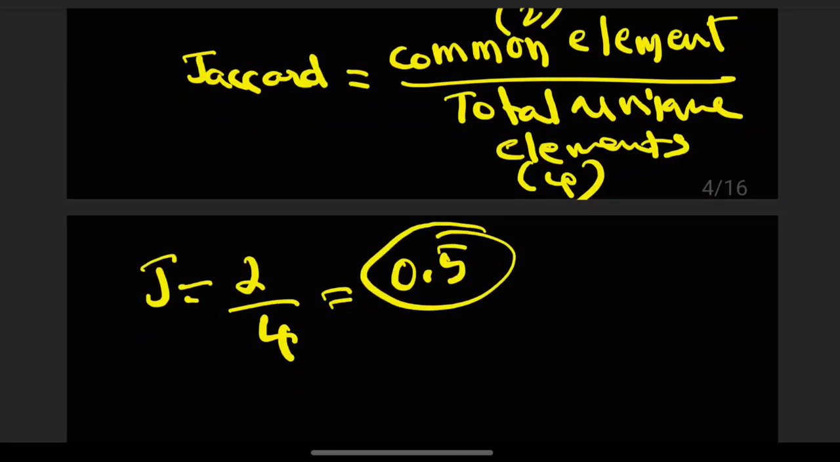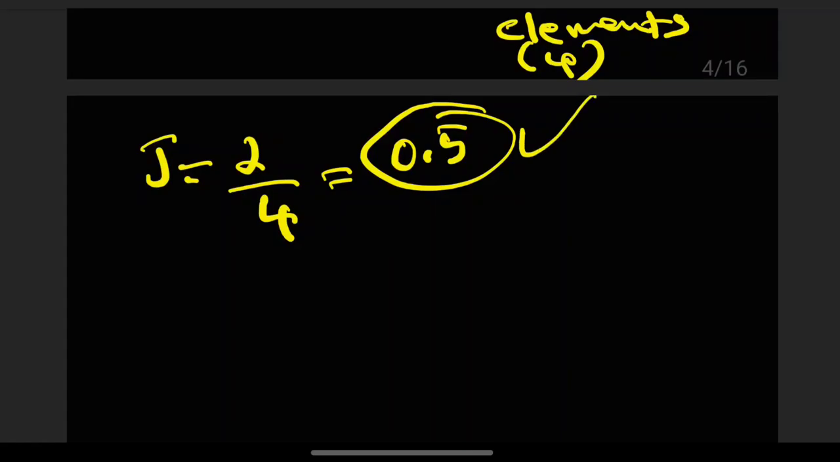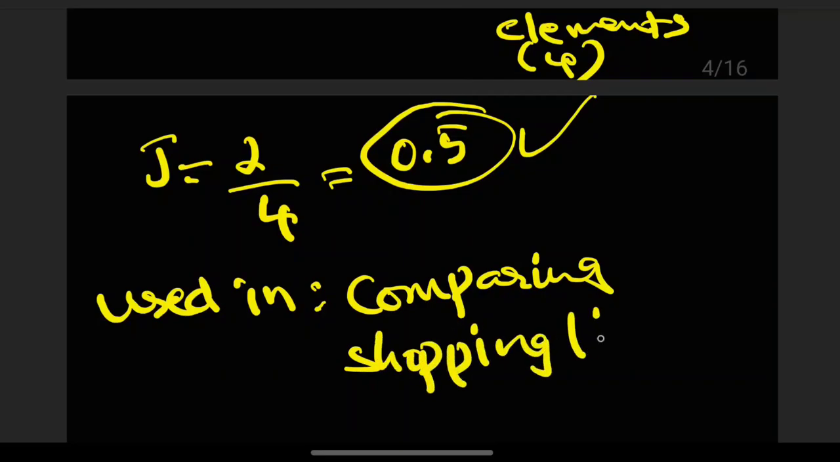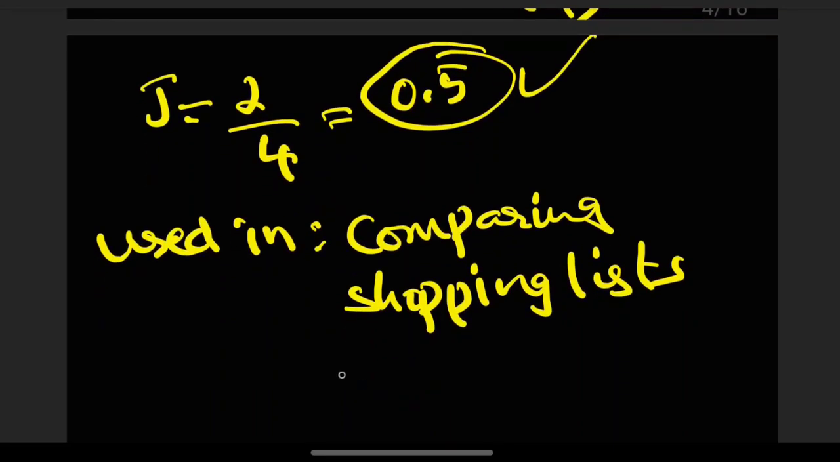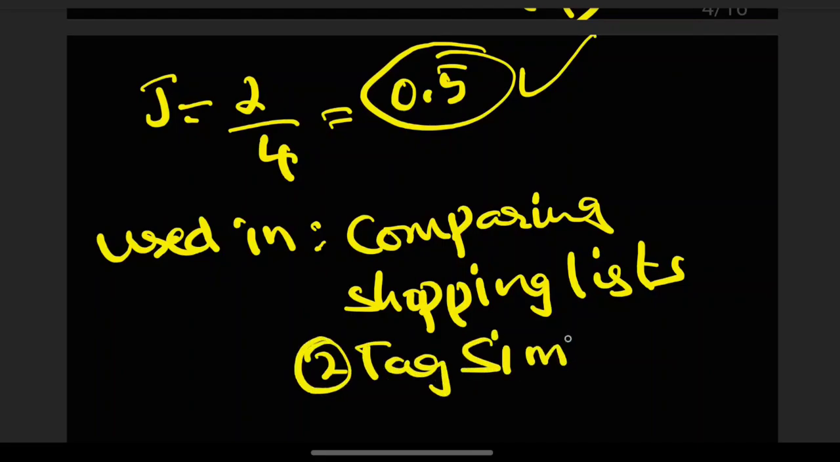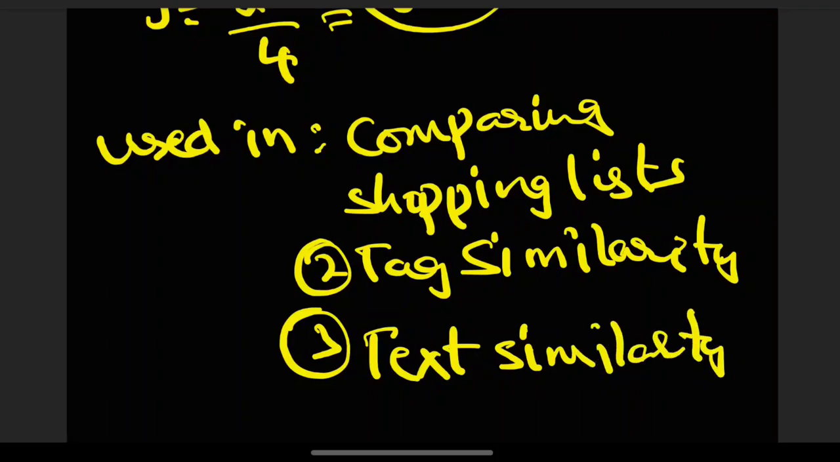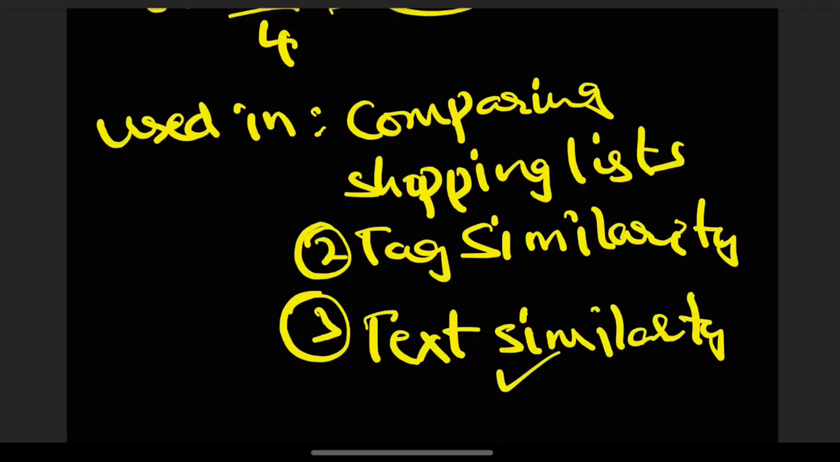This is how we need to calculate the Jaccard coefficient, and it is used in comparing shopping lists, tag similarity, and text similarity, how similar our texts are. So the Jaccard coefficient is used in these three types.